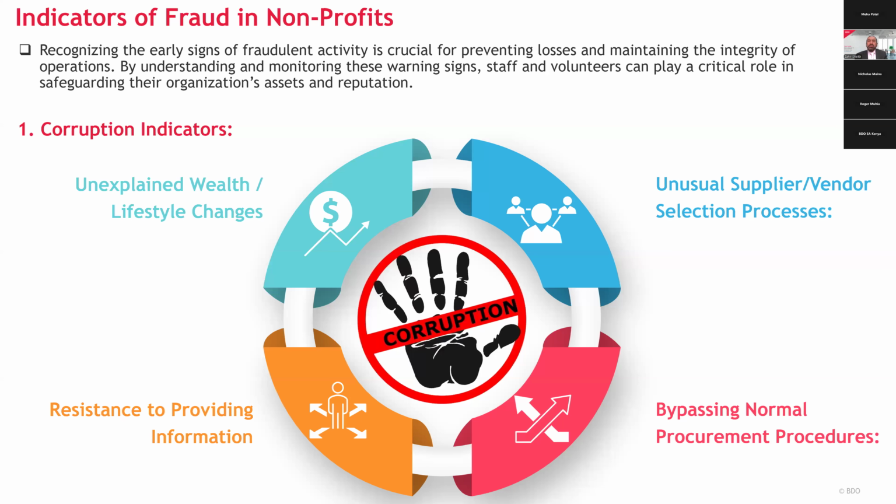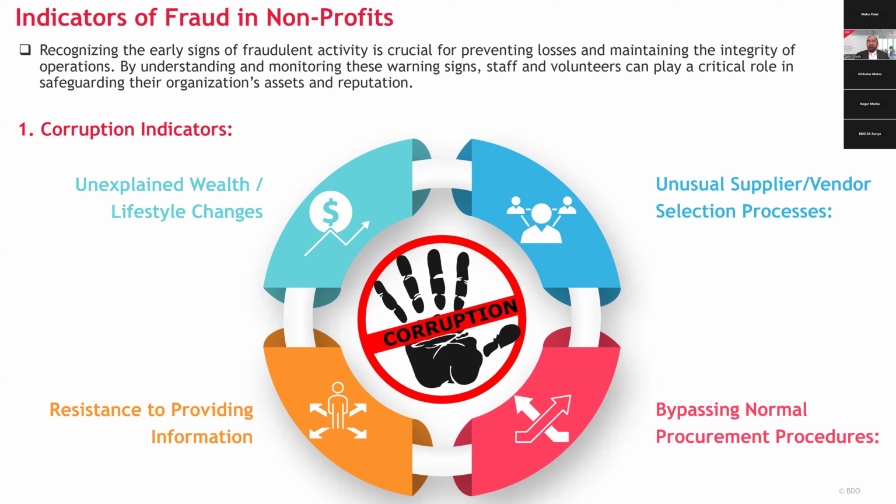Then the next one is unusual supplier or vendor selection processes. So watch out for patterns where certain vendors are frequently chosen despite higher costs or lower quality, especially if the employee involved in the selection has personal connections to the vendor.